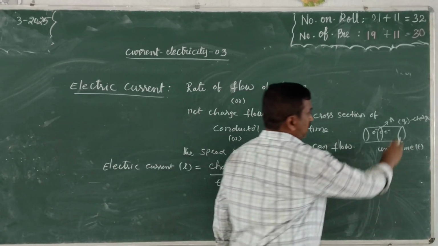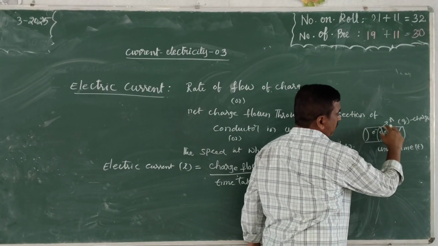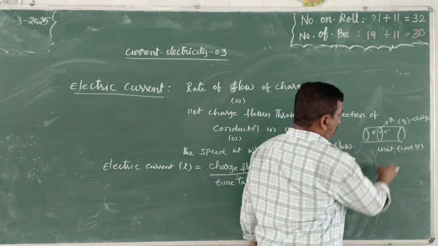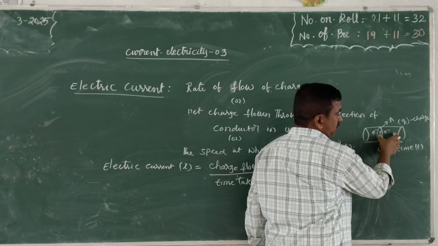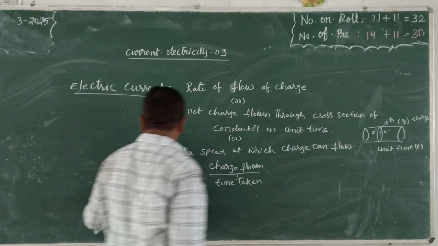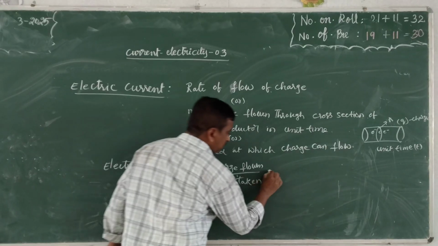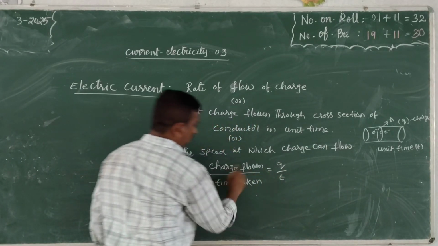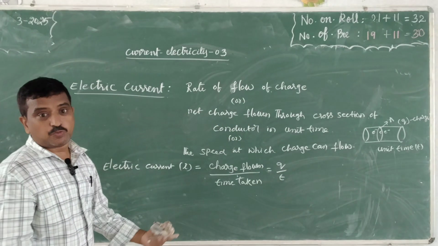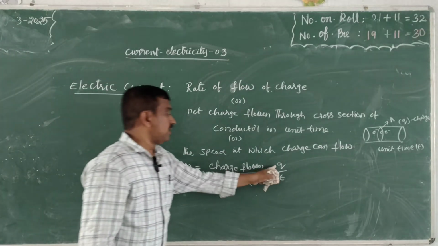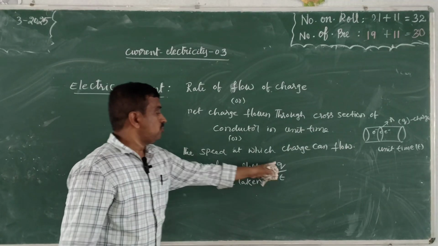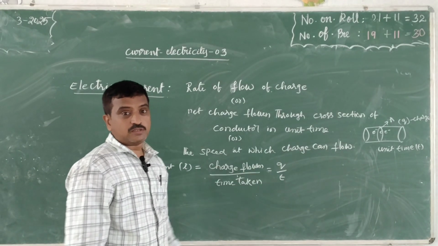See here, q charges pass through cross section of conductor, this cross section a, in how much time? t time. So q charges pass through the cross section in t time, we call it as electric current. So that we can write here, q by t. So charge flown means total number of charges passing through cross section of area a in t time, that we call it as electric current. Charge by time, we call it as electric current.